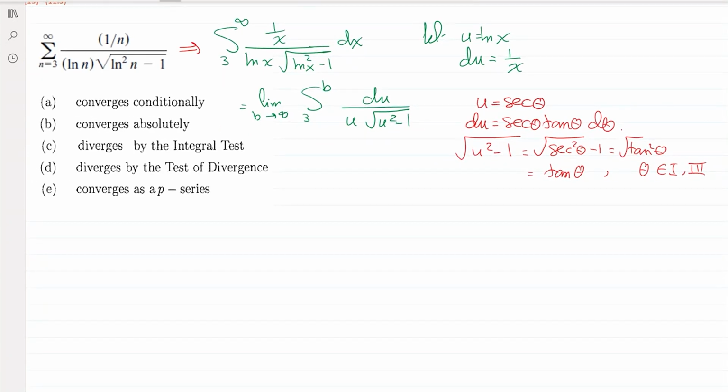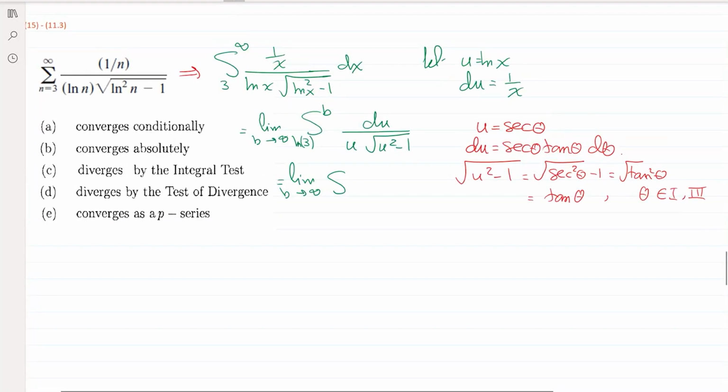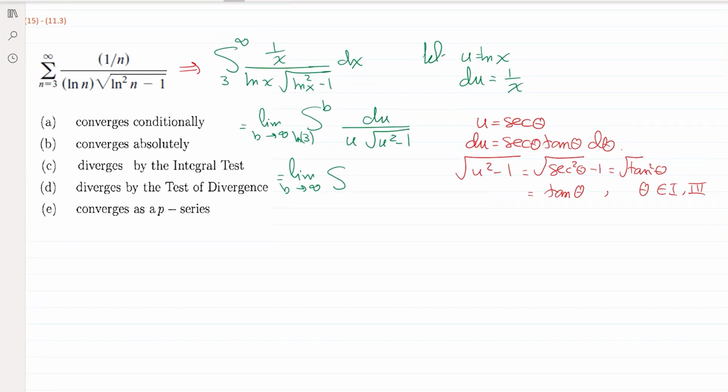So the question becomes what? It will be the limit as b goes to infinity of the integral. This is ln 3. Okay, I will change the limit to ln b. If you want ln 3 and ln b, and ln b goes to infinity, it will not make any changes. Okay, now du is what?